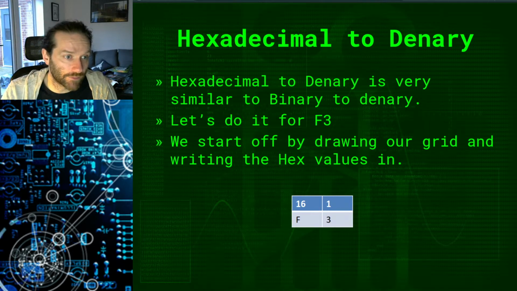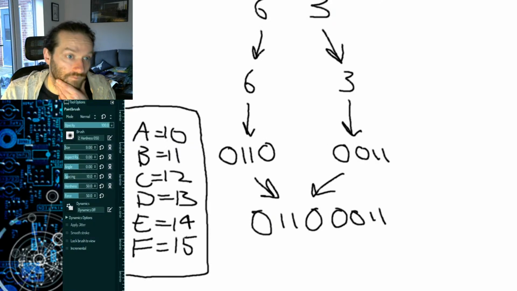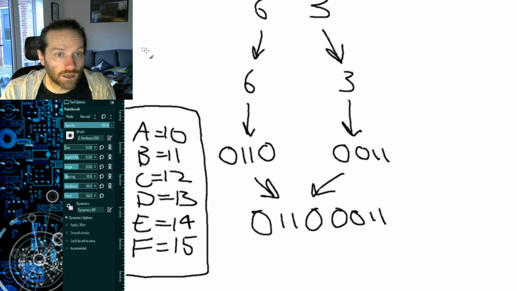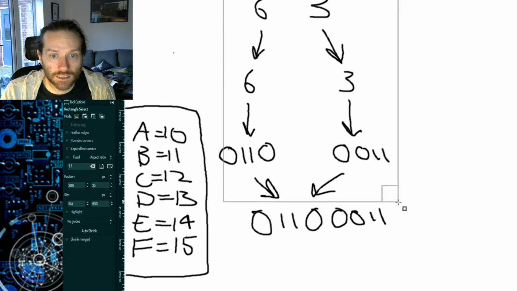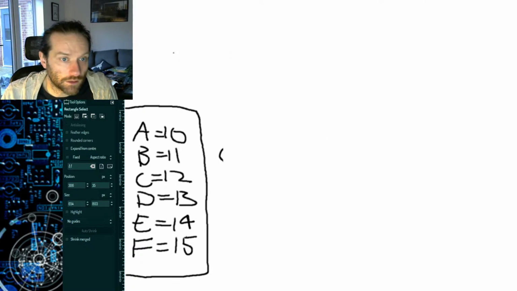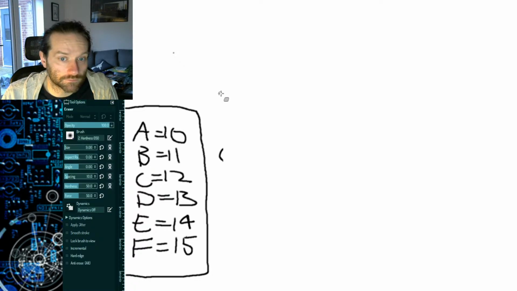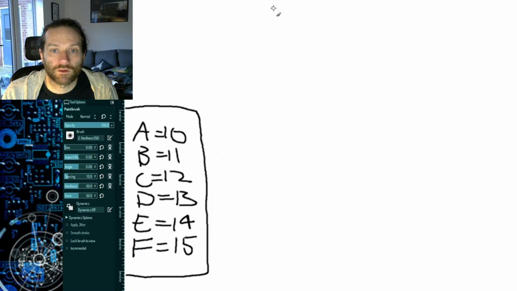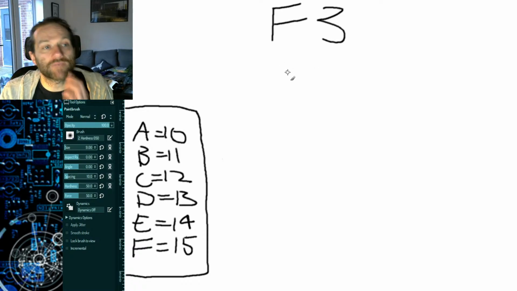Right, I'm going to turn my GIMP back on here. What was the number that I had there? F3. Right, okay. So let me just delete this stuff here. Go away. Okay, so I can't remember what it was now. Was it F7? F3. So we have F3, right?